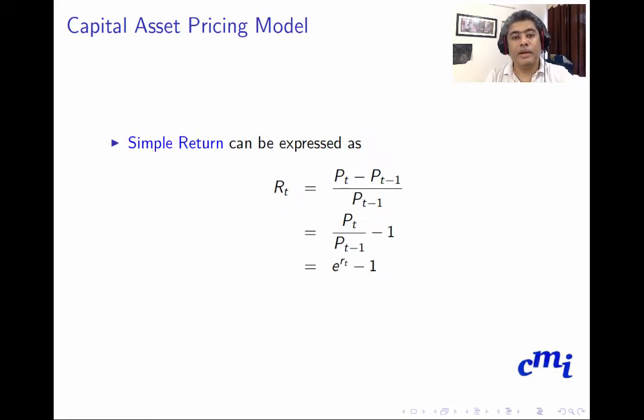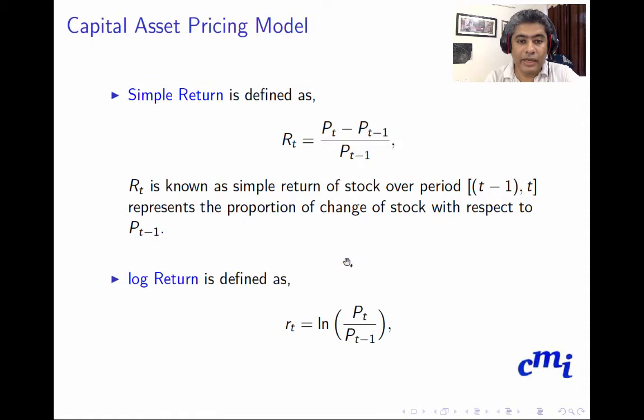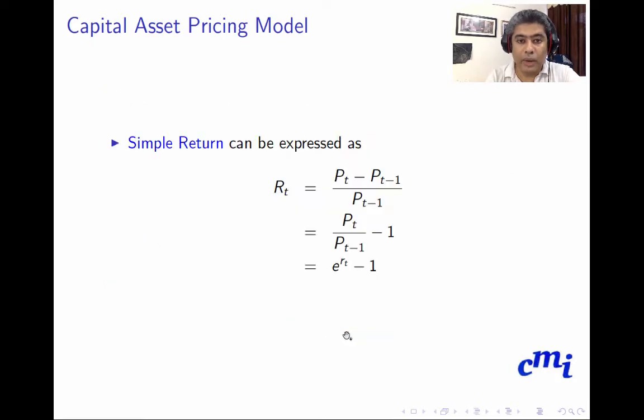Now, simple return can be expressed as: you take the p sub t and divide both sides by p sub t minus 1, and then p sub t by p sub t minus 1 you can write as e to the power r sub t, where r sub t is actually your log return. So if you take e to the power r sub t, then this is p sub t by p sub t minus 1. So what it tells you is that simple return can be expressed as a one-to-one function of the log return.